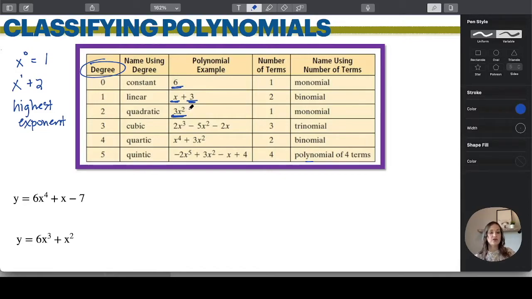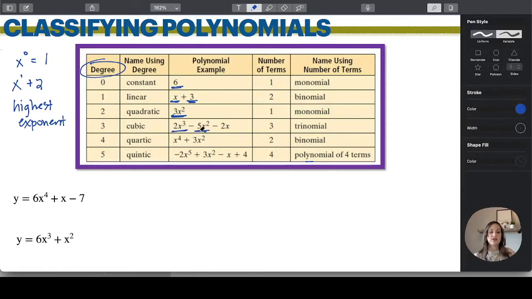Again, the terms do not have anything to do with the exponents. The term is how many algebraic expressions are added or subtracted together. There's only one algebraic expression here. That's why it's a monomial. Here, there are 2 algebraic expressions, so it's a binomial. Here, again, there's only one algebraic expression, which is why we say it's a monomial.